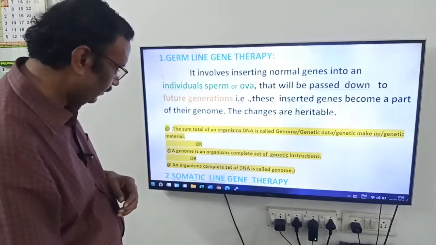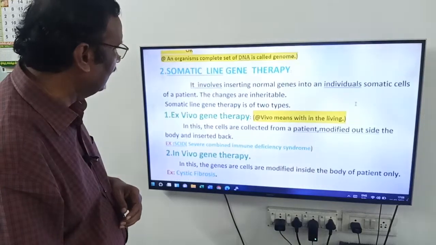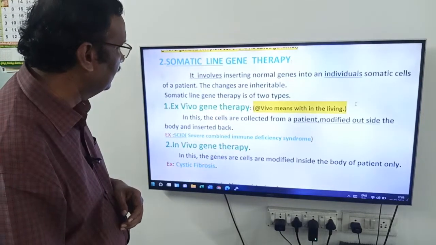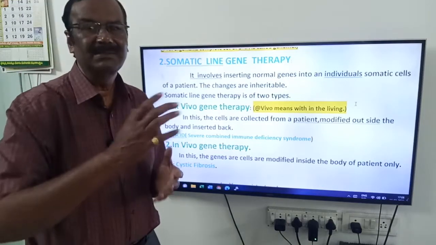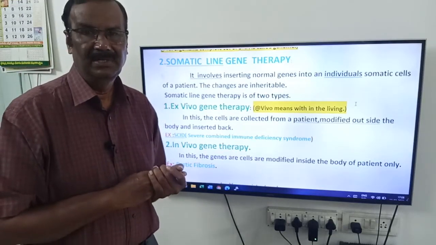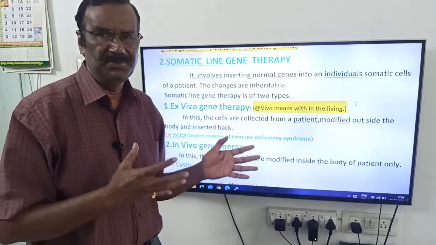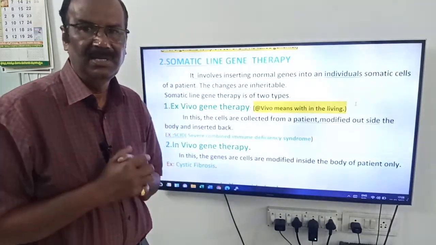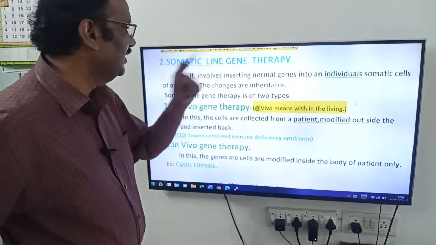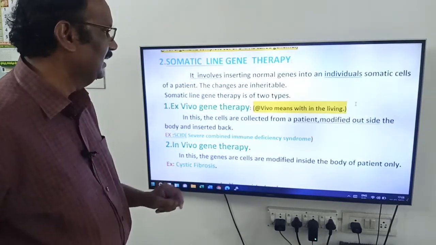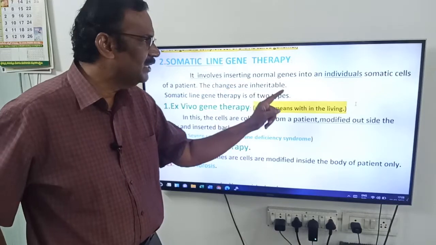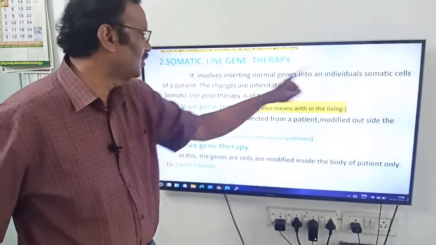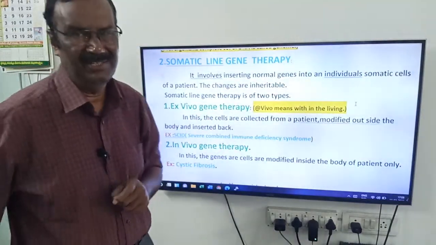Genome. Now, come to somatic line gene therapy, friends. You know, friends, what is somatic? Other than gametes, means other than ova and sperms, the remaining body parts, the remaining cells are called what, friends? Somatic cells. Okay. Now, somatic line gene therapy involves inserting normal genes into an individual's somatic cells of a patient.